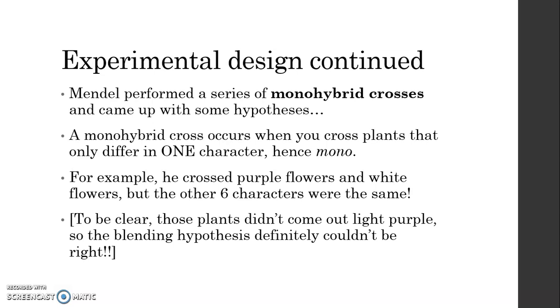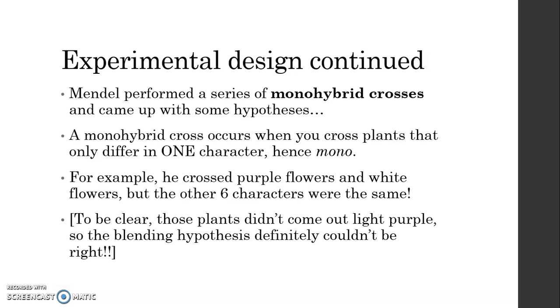Okay. So what was his experimental design? He performed a series of what we call monohybrid crosses. And from there he came up with some hypotheses, and we'll talk about those hypotheses in a little while. A monohybrid cross occurs when you cross plants that only differ in one character. That's what the mono part of monohybrid is.